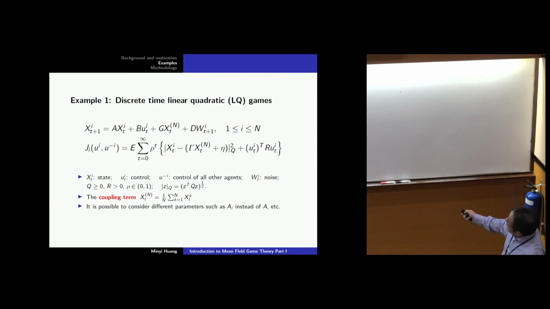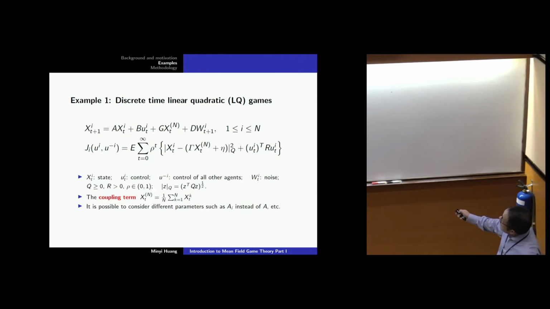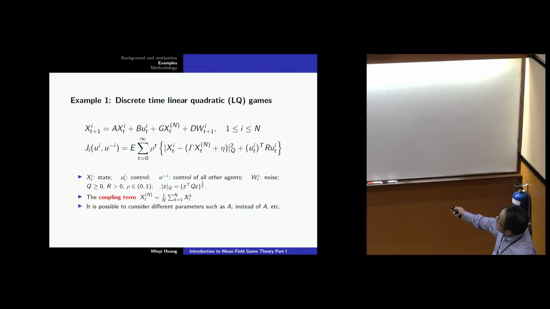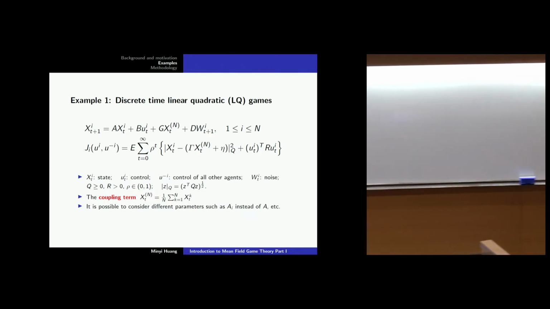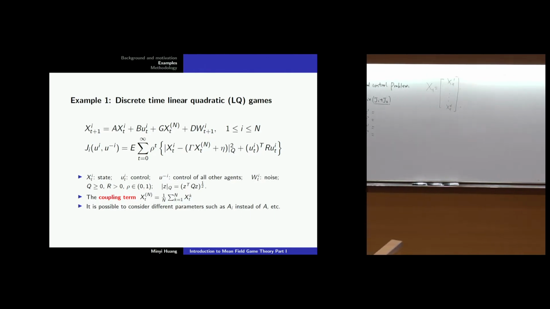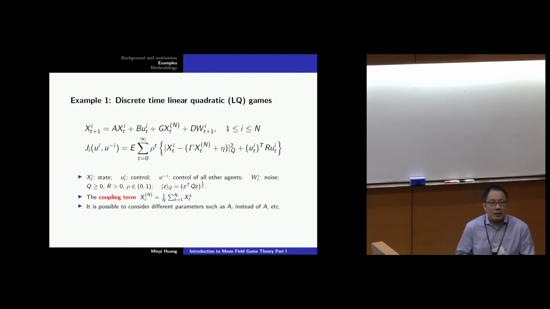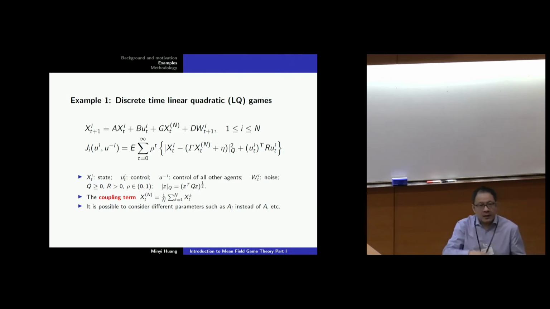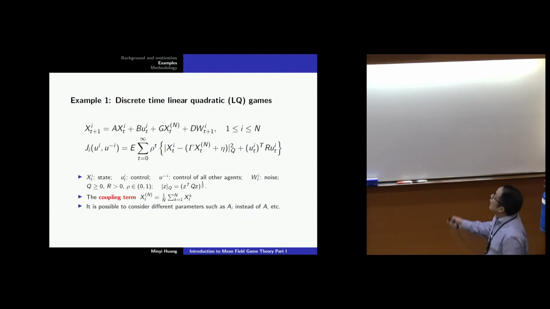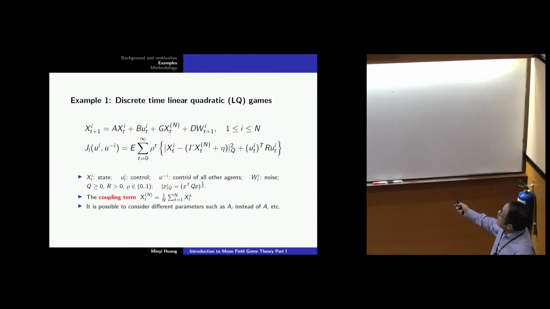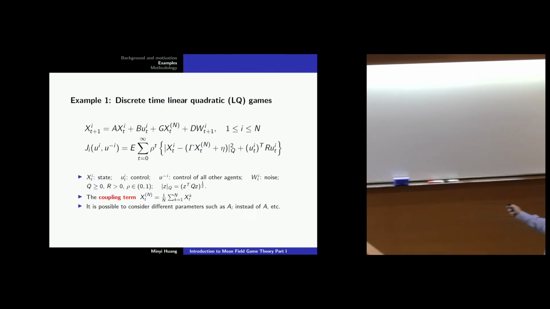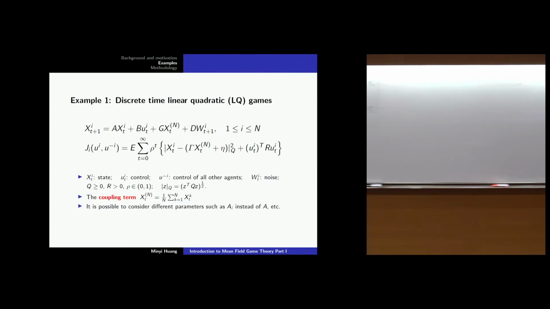In the cost structure, you already see some kind of interaction with the whole population, because again you have this average term. You can regard this as some kind of social conformity. You want to adjust your state to keep track of the behavior of the whole population in some sense. And finally, we have the penalty in the control energy, because it's quadratic. We can call it the control energy.